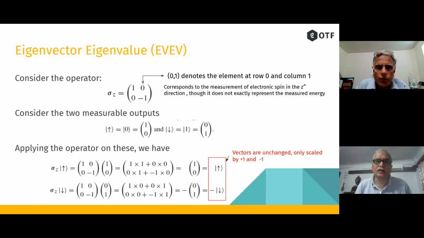So what we now do is something like this. Let us say I take the operator, and this operator is now denoted as sigma z, right? What is that sigma z? Sigma z is along the z axis, typically talking about the measurements of the electronic spin along the z direction, right? So this is supposed to be giving me some idea about the representation of the so-called measured energy.